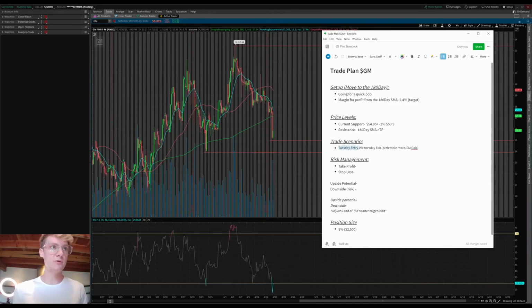Our trade scenario is going to be a Tuesday entry. Today's Tuesday with a Wednesday exit. So I do my calculations based on a 1 day swing period. That's my preferable move in my RM, my risk management, which we're going to get to, and it is calculated based on that trade scenario.